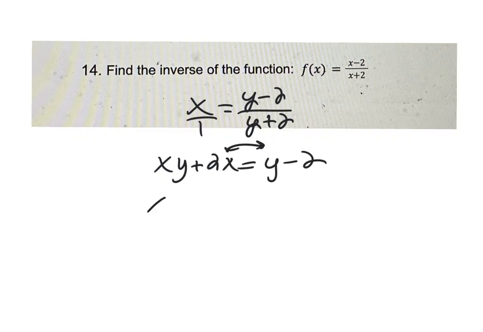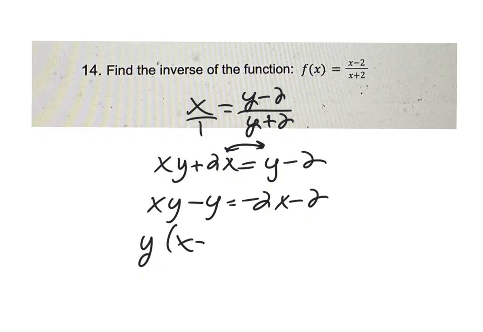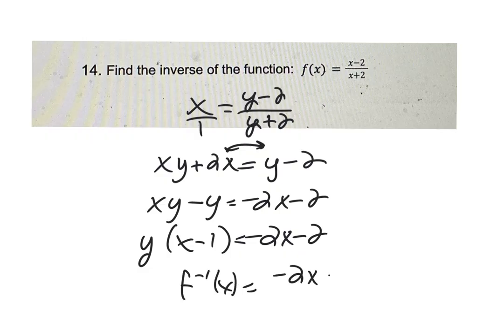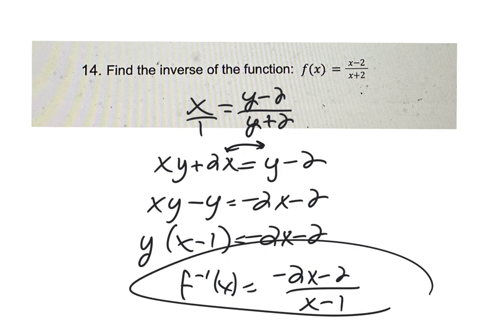So let's switch places with those two terms. xy minus y. Move the 2x over. Now here's the key step. Because I have two y's, I need just one y. I'm going to factor out the y. If I factor out that y, that leaves me x minus 1. It equals all this over here, that negative 2x minus 2. So to finish up, just divide both sides by x minus 1. I get negative 2x minus 2 over x minus 1. There's your inverse. All there is to it.